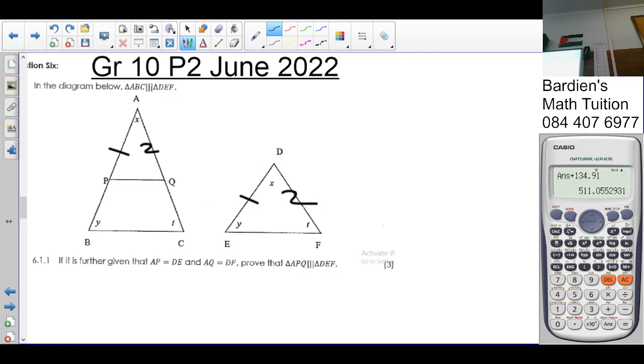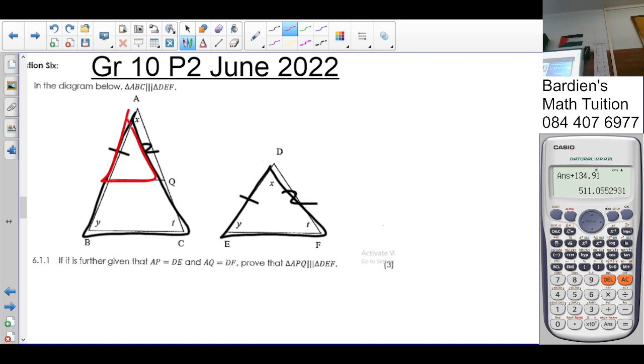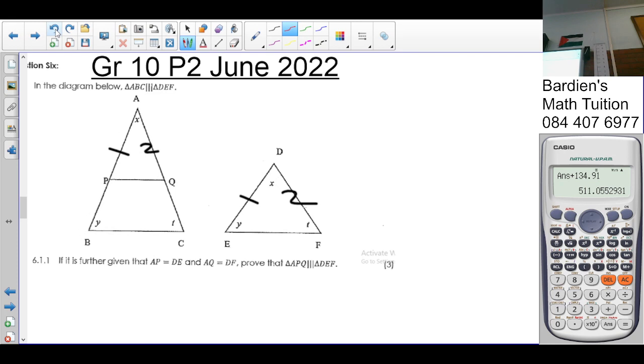But we are told that triangle ABC is similar to triangle DEF. So we are told this is the case, that this is similar to this triangle. Okay, we are told that. But they want us to prove that triangle APQ is similar to triangle DEF. So let's prove this one is similar to that.